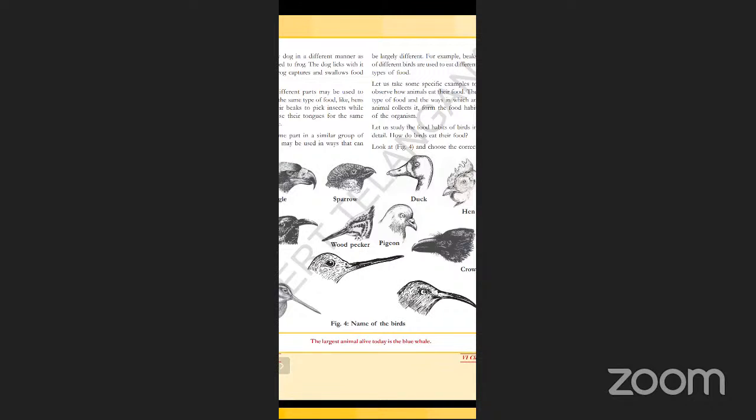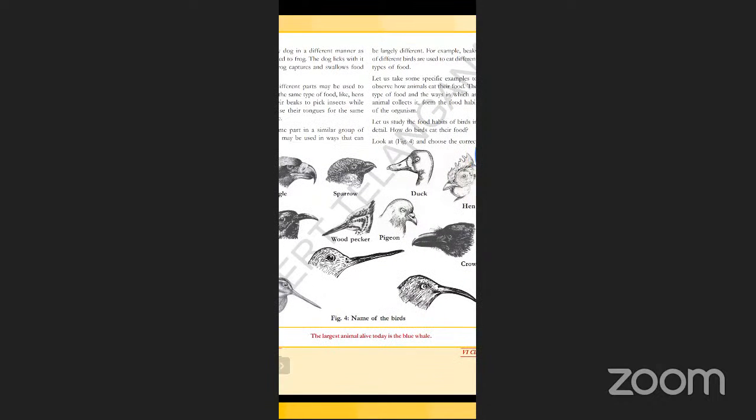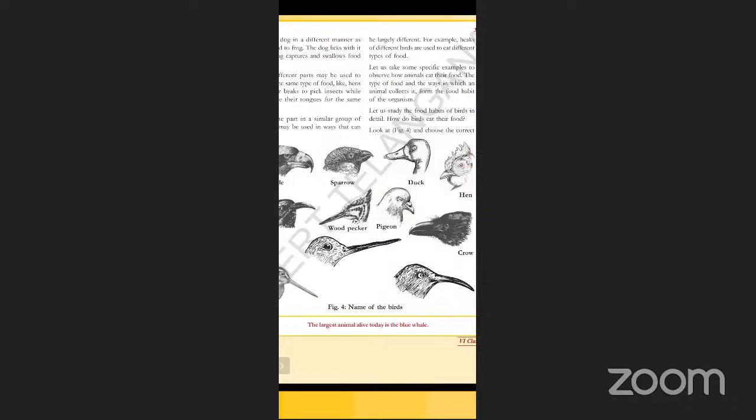Suppose we take an example, the example of a hen. Hen is a common animal that we can see every day. How will a hen take the food? We see hens and crows in our surroundings searching for food. Isn't it? So how will they collect the food, Nana?